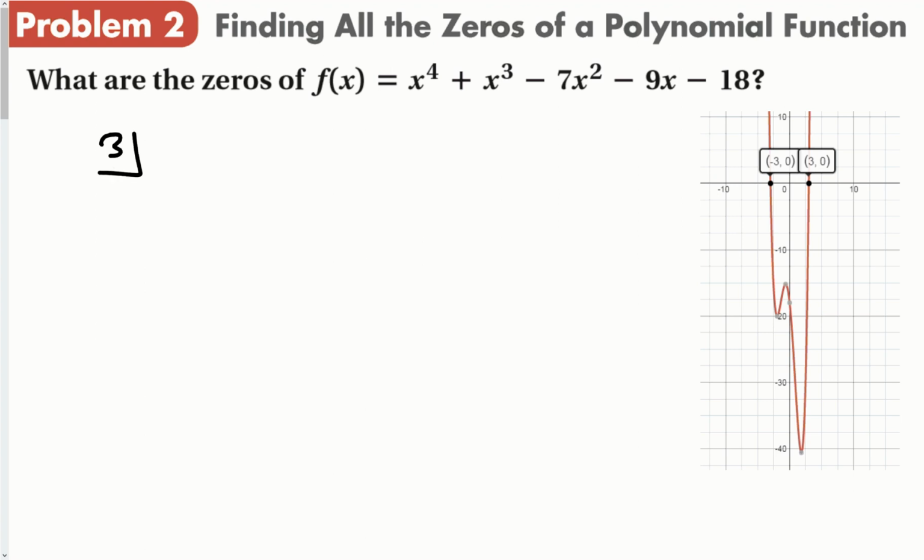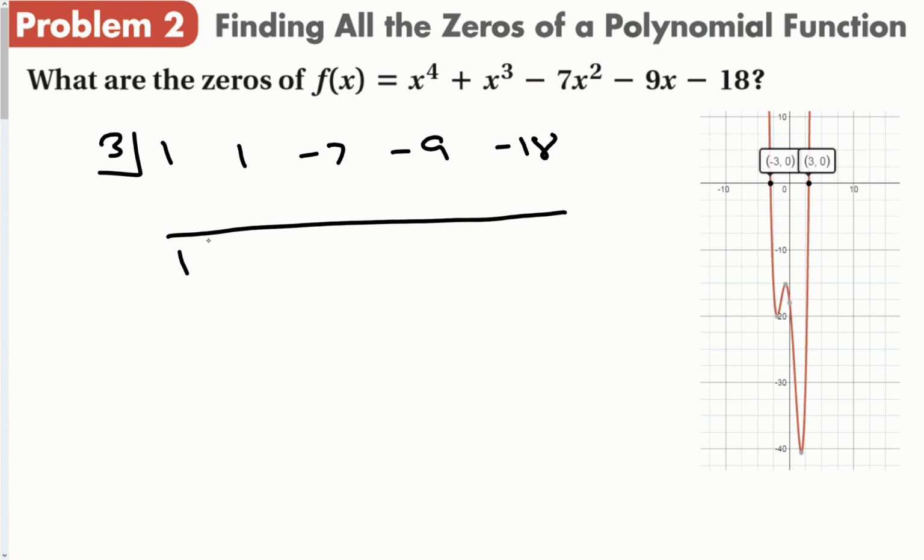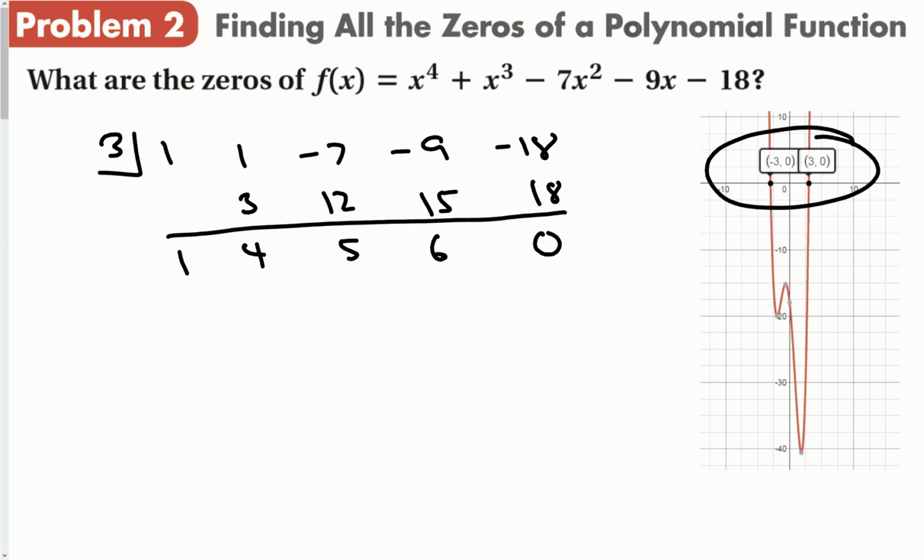So let's divide them out using synthetic division. 1, 1, minus 7, minus 9, minus 18. 4, 3, 2, 1, 0. Good. And let's try it. Bring down the 1, multiply, add, multiply, add, positive 5, positive 15, positive 6, and a positive 18. And it really needed to work. If this didn't work, I would have done something wrong because I can clearly see that it is a root in the graph.